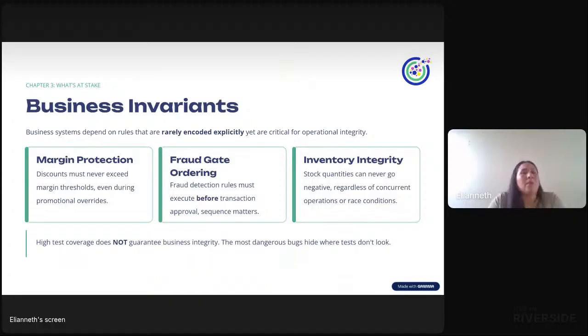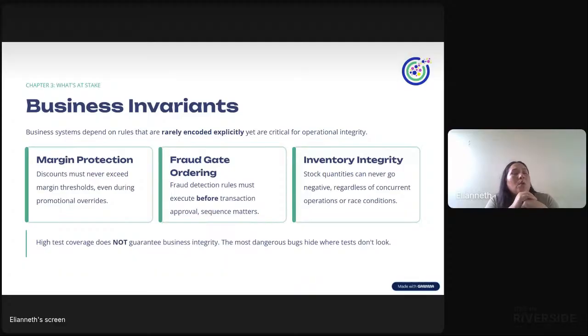Okay, so one of these examples is business invariants. Business invariants are business rules that can never be broken under any kind of circumstances. And sometimes the team assumes this kind of rules and they don't encode them in the system. And for sure, this is going to affect the whole operational integrity of the product.